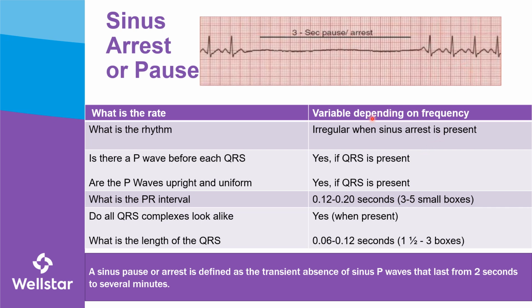A sinus pause or arrest is defined as the transient absence of sinus P waves that last from 2 seconds to several minutes. Never assume that a lead came off. Never assume that this is just artifact. To ensure safety of your patient, ensure that if you see something like this, it's escalated appropriately. First, check on the patient, and if it's deemed to be an actual sinus arrest or pause, you escalate it appropriately. And if it's something that's due to equipment or the leads are off, address it and continue monitoring for that to reoccur.